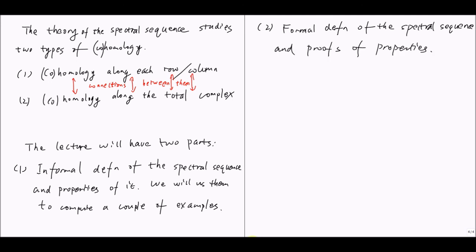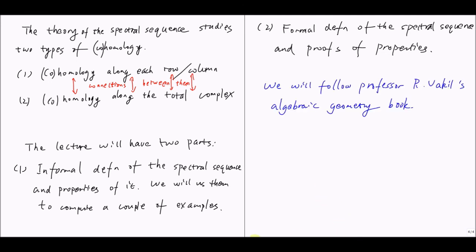So this is the structure of this lecture. And in this lecture, we will follow Professor Ravi Vakil's book. And this is his section 1.7. We'll use the same labels and notations as he does.